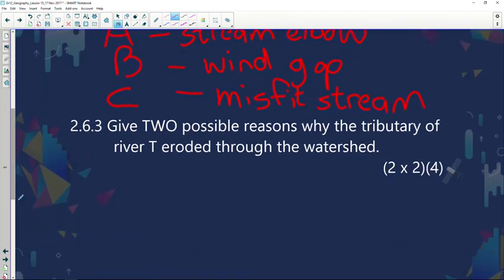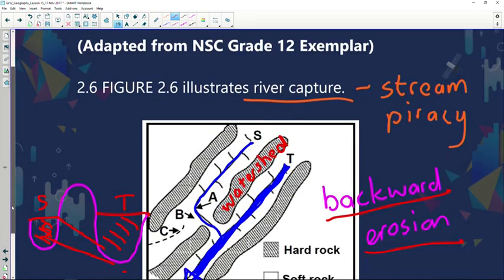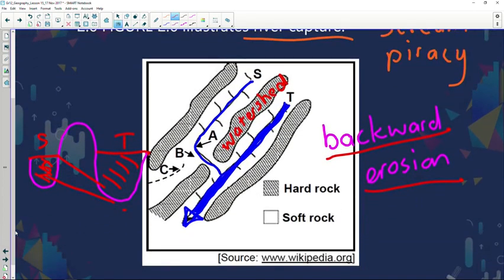The next question, 2.6.3, give two possible reasons why the tributary of river T eroded through the watershed. Now, I explained that earlier as well. Why did T create backward erosion over there and erode straight through to S? Now, like I've mentioned, if you look at the river T, it's got greater volume of water. Maybe it's flowing over less resistant type of rock, or because it's at a lower altitude.